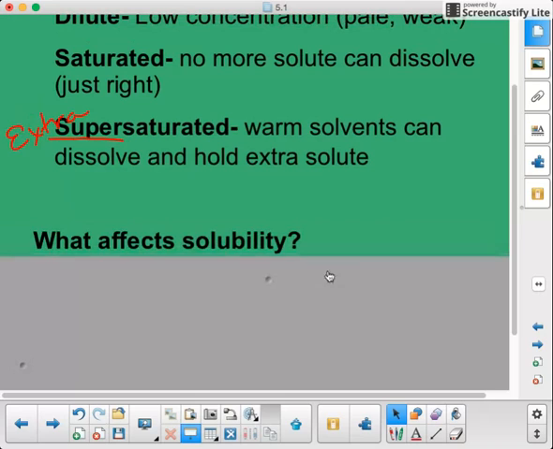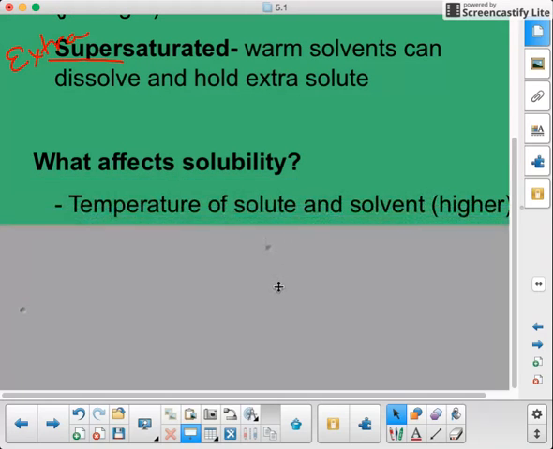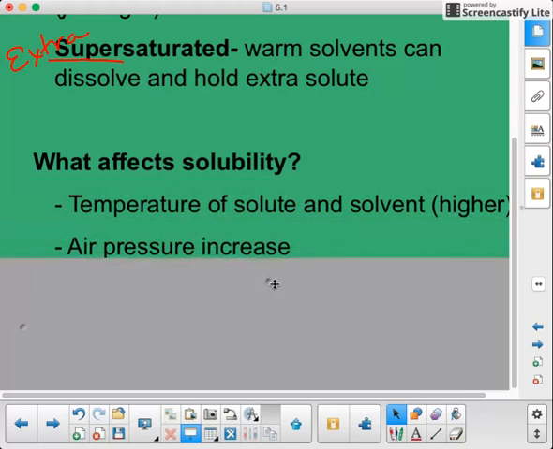Lastly, there are some things we can do to affect the solubility of a substance, to affect a solute's ability to dissolve in a solvent. The first thing is raising the temperature. When we raise the temperature of the solute or the solvent, solubility increases. That's why you heat up water to make Jell-O or to make hot chocolate. You heat it up first and then add the powder and it will dissolve faster.